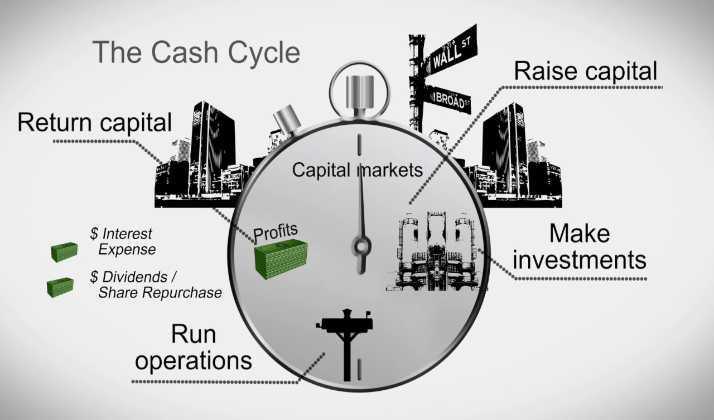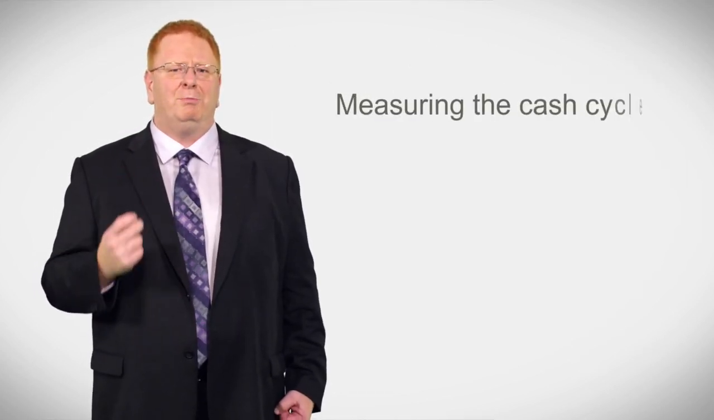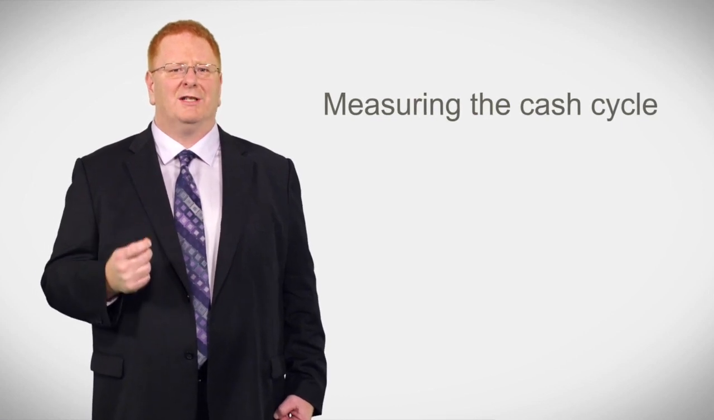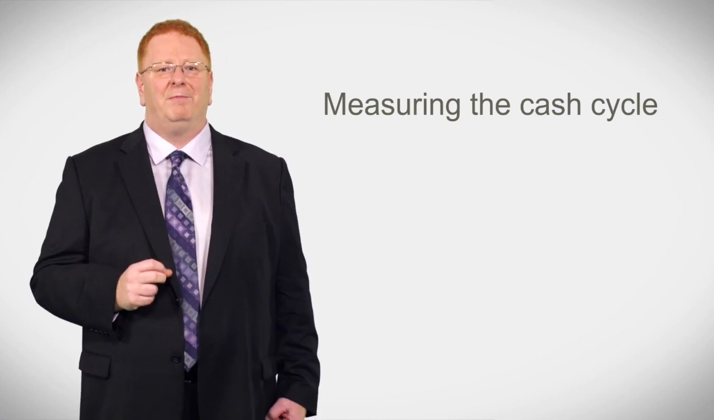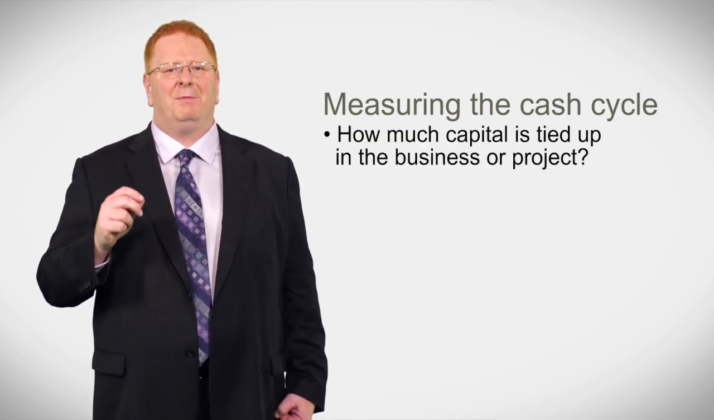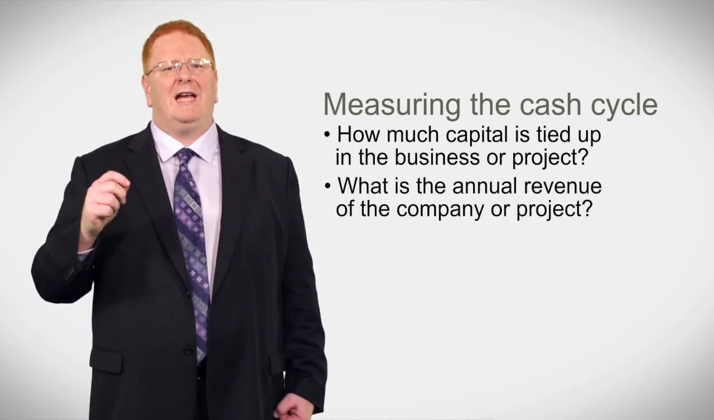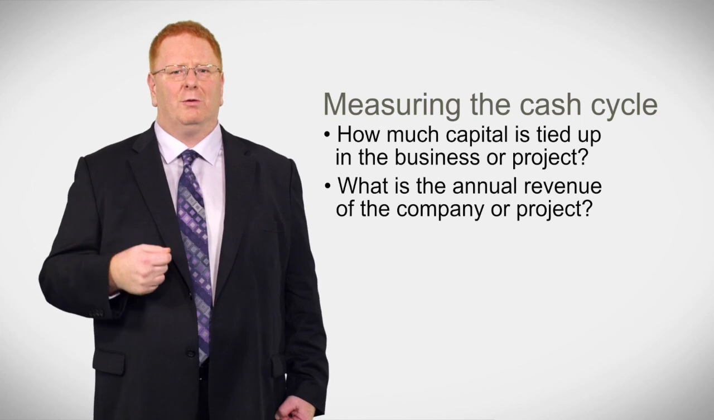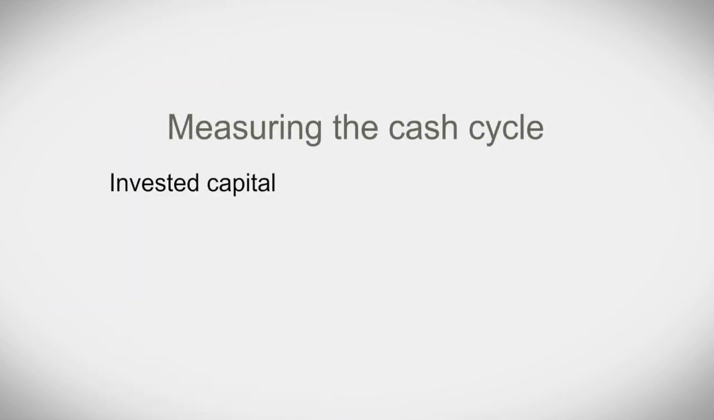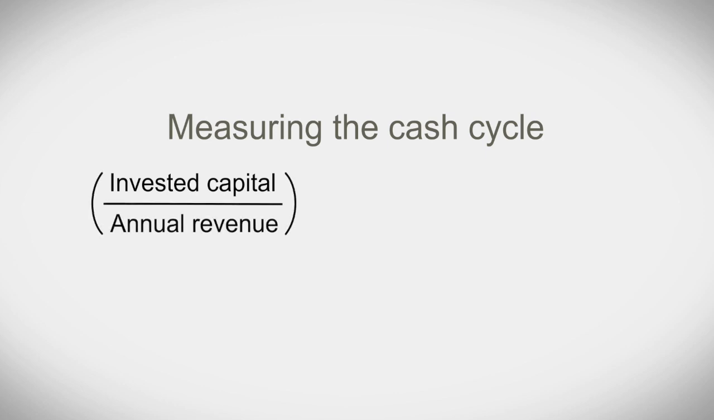So from the time I borrow and spend the dollar to the time I collect it from a customer, how long does that take? That is what's known as the length of the cash cycle or the cash flow cycle of the business. So let me go back to the company that I was talking to you about. There's a very simple formula that we can use to measure the cash cycle for any business or any project. We need to know 2 pieces of data. 1, how much invested capital is tied up in that business or project, and 2, what is the annual sales or revenue of the company or the project. If we take the invested capital and divide by the annual sales or revenue, that tells us the percentage of the year that we're financing, and if we multiply that by 365, that translates it into days.